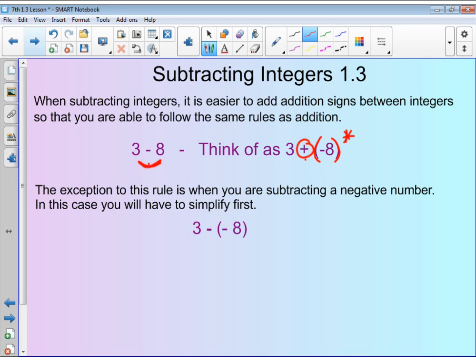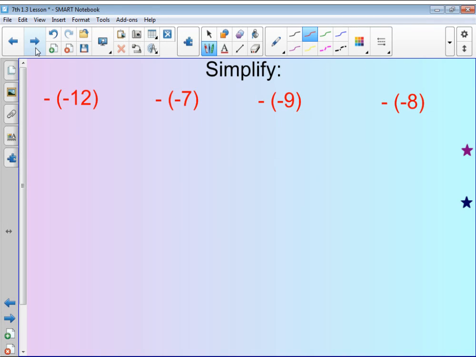Okay? The only exception to this rule of adding a plus sign is when you are subtracting a negative number. In this case, you're going to have to simplify first, and we are going to go through and actually practice that. So here's a situation where we can't just add a plus sign in between them. When we have 3 minus a -8. So we'll be practicing a step that you can use to go through and simplify this. Okay, so let's start out with the basic parts.